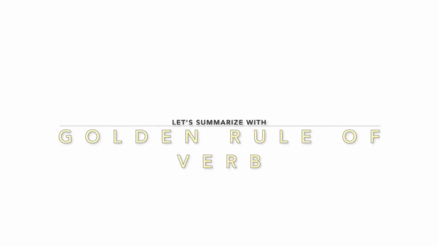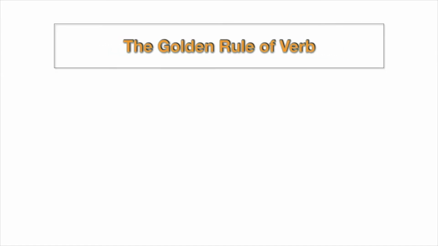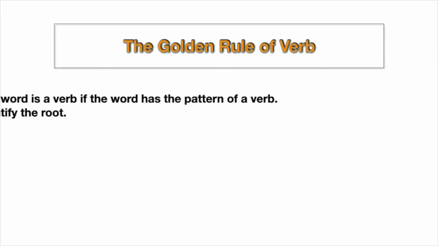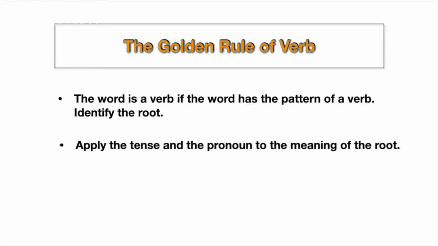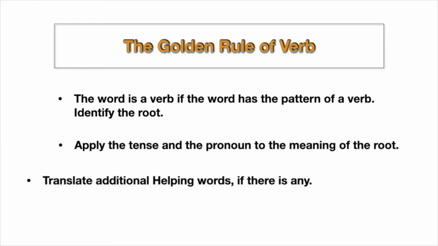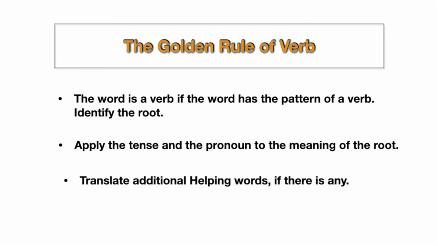Here is the golden rule of verbs. The word is a verb. If the word has the pattern of a verb, identify the root. Apply the tense and the pronoun to the meaning of the root. Translate additional helping words, if there are any.